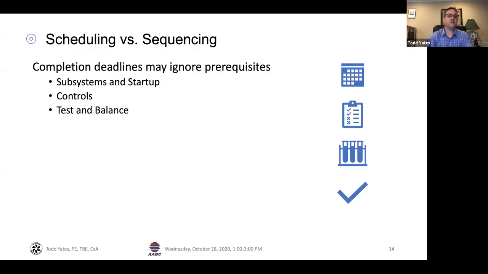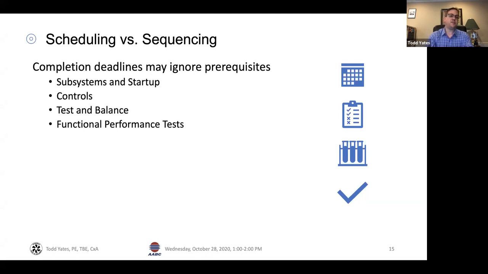When is the test and balance integrated? We're going to bring test and balance in after the subsystems and main systems have been started, after the controls are complete. That test and balance in itself is a prerequisite for the functional performance test that the commissioning provider is going to implement for the HVAC system.